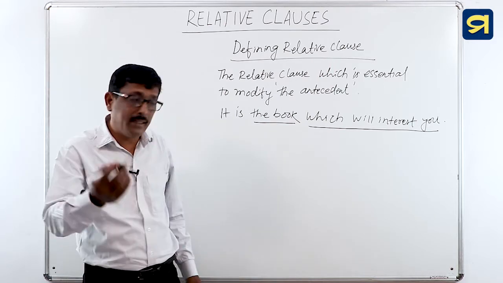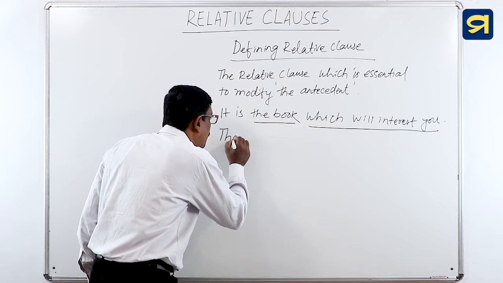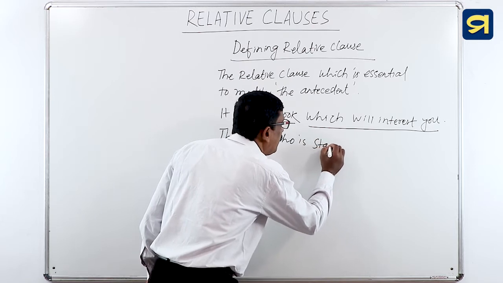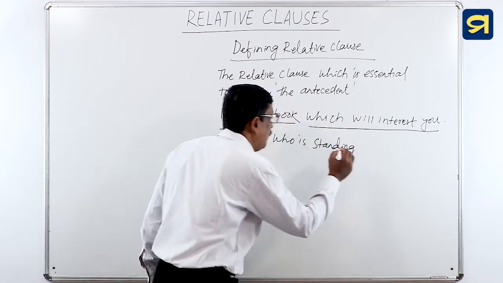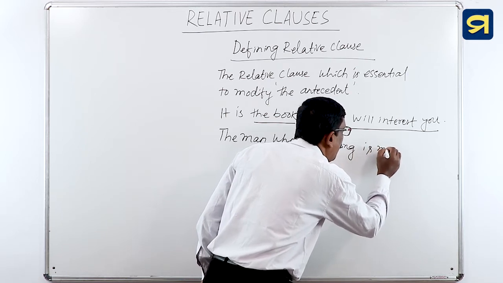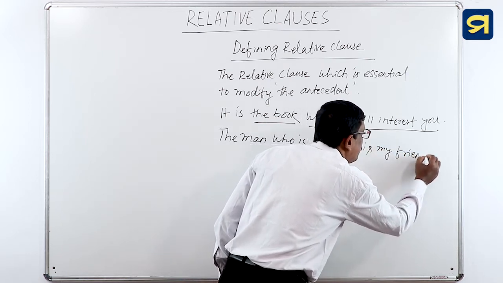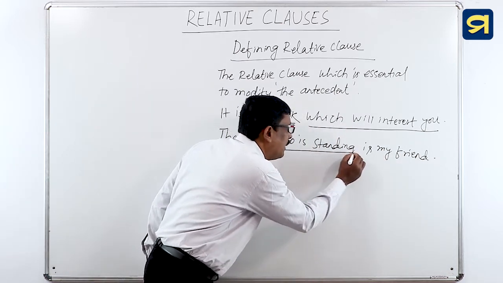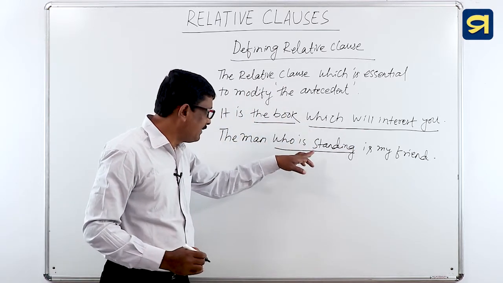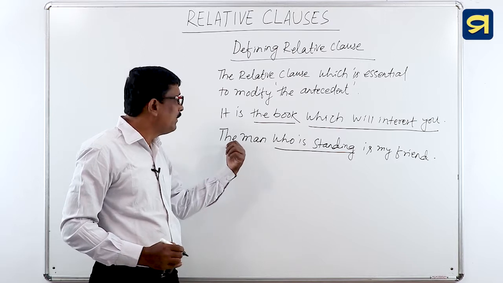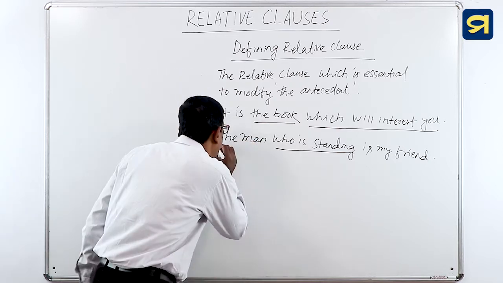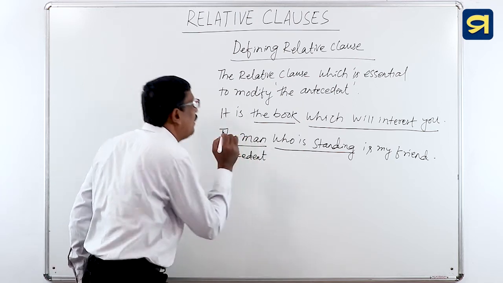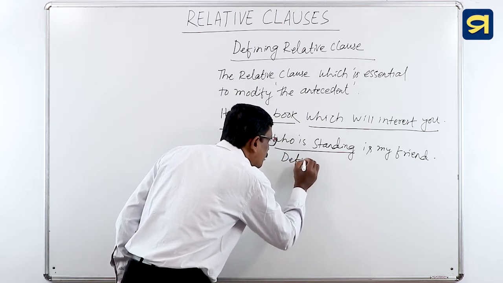Now we will discuss another example. The man who is standing is my friend. Here, the defining relative clause is who is standing, because it is essential to modify the antecedent here, the man, and man is the antecedent.